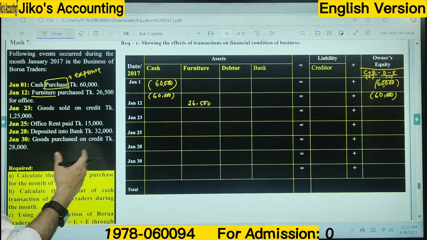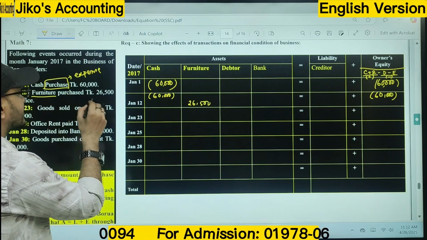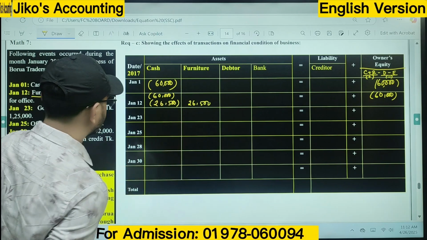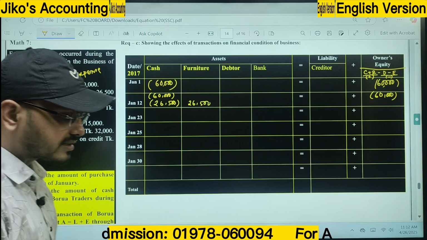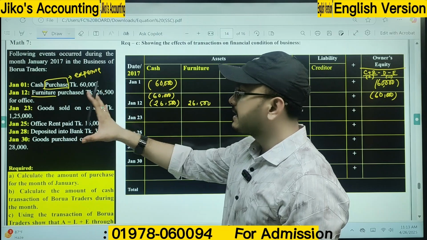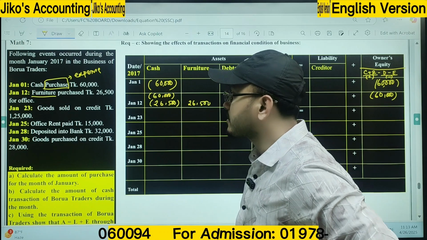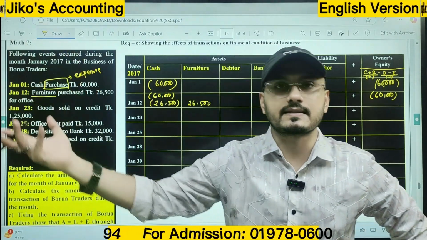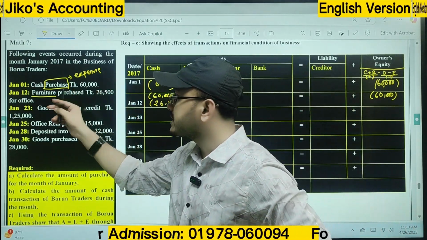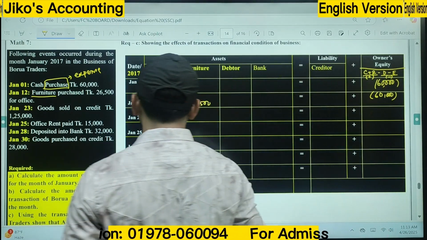Then how about my cash? That also indicates the reduction of the cash because I have paid in cash 26,500. Again, you have to minus it here. You can ask me, sir, how did you get that? It's a cash transaction. You can see here, is there any person's name or organization's name given, like furniture purchased taka 26,500 for office from a supplier? No, there is no person's or institution's name. That's why it should always be considered a cash transaction. That's the keynote here.